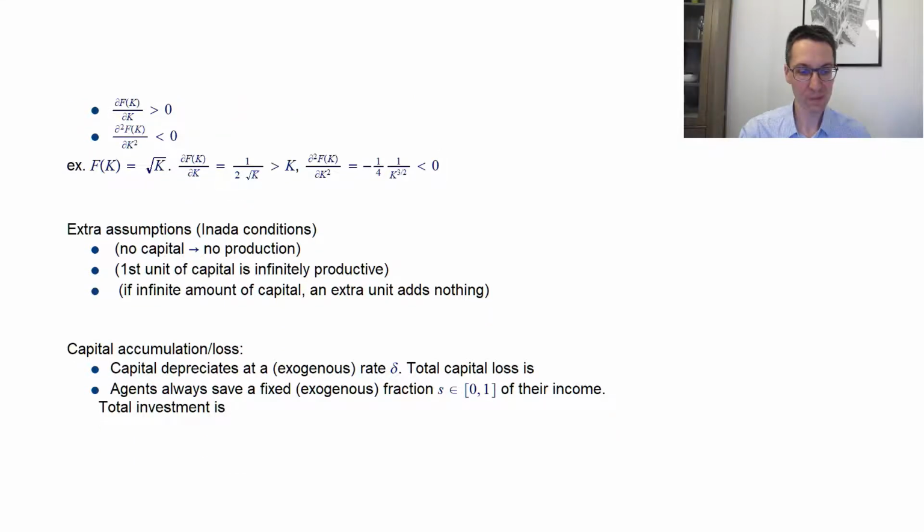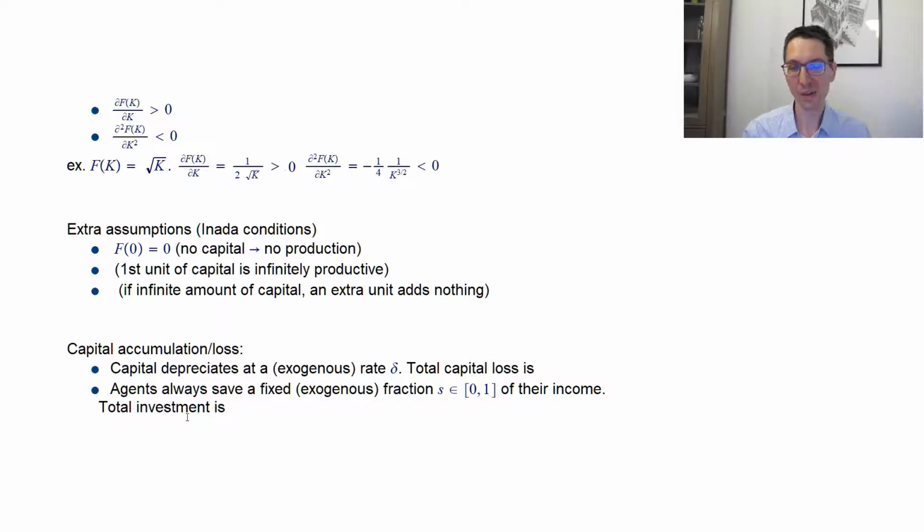So now let me add some extra assumptions. These assumptions are called Inada conditions. They are necessary if I want the model to be well behaved, and by that I mean to be sure to have one equilibrium, and that this equilibrium is unique. For now it's abstract, you don't really know what I'm talking about, but once we see what happens graphically, everything is going to be very clear. So the first assumption is no capital, no production. In a way, if I had no capital, maybe I could build some things with my own hands. I have some ability, but here we're going to use this simplifying assumption. I can write it very simply: f of 0 equals 0.